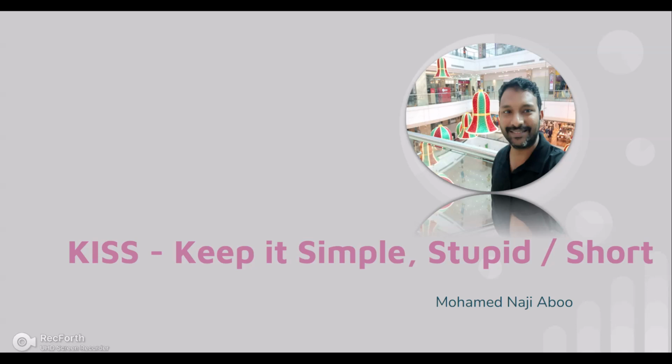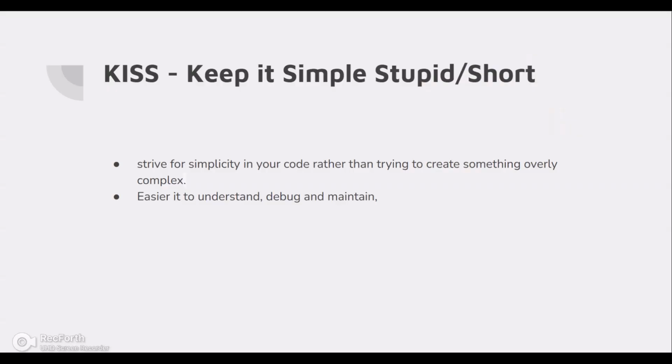In this video, we will be discussing a design principle called KISS. People call it "keep it simple and stupid," and some of them say it is "keep it simple and short," and rarely people say it as "keep it simple and straightforward." Anyway, the goal is to make the code as simple as possible. KISS strives for simplicity in your code rather than trying to create something overly complex.